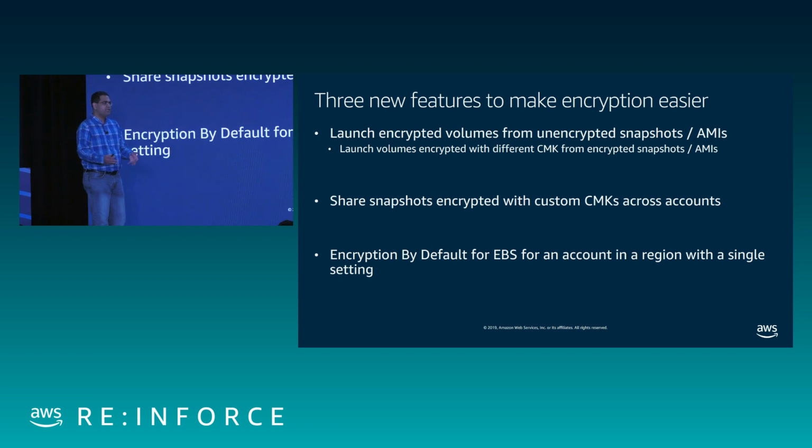So in this entire space of encryption, we've recently made some major changes, and we've launched 3 new features that should hopefully make your lives as customers simpler. The first is launching encrypted volumes from unencrypted snapshots or AMIs. The second is sharing encrypted snapshots with custom CMKs across accounts. And the last is encryption by default within an account in a region with a single setting. I'll walk through each of these features and how they work for you.